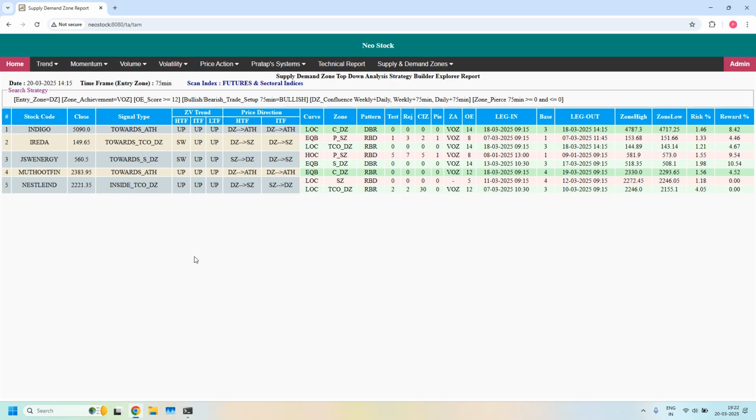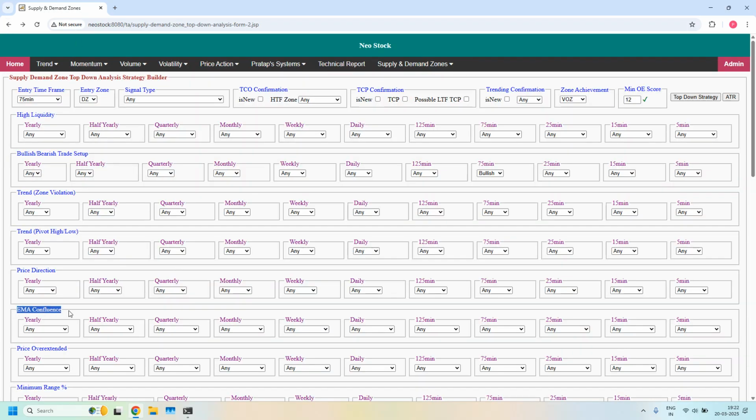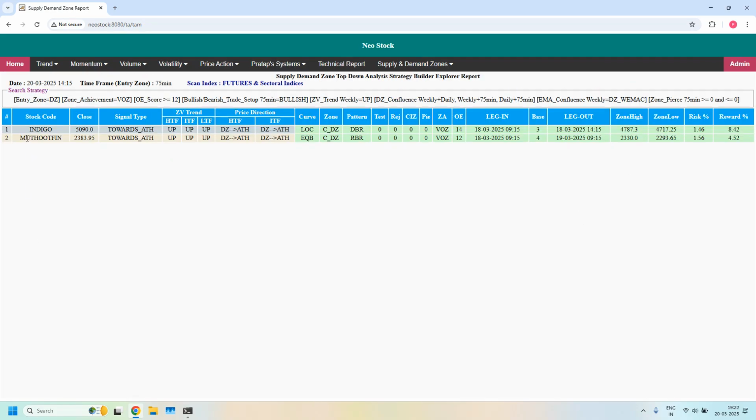If these 3 stocks are having weekly EMA confluence, weekly demand zone with weekly EMA, then the 75 minutes demand zones might be having high probability to get success. Let's verify. In the EMA confluence at weekly, I am selecting weekly demand zone with weekly EMA confluence. Trend on weekly should not be sideways. It should be uptrend because it is a bullish trade setup. So out of 3, we got 2 stocks. Out of 3 means the 3 stocks having weekly trend uptrend, 2 are filtered. So these 2 are having even more high probability to get success.